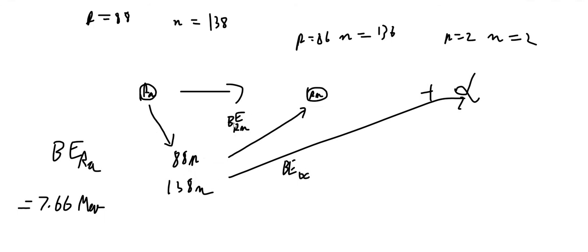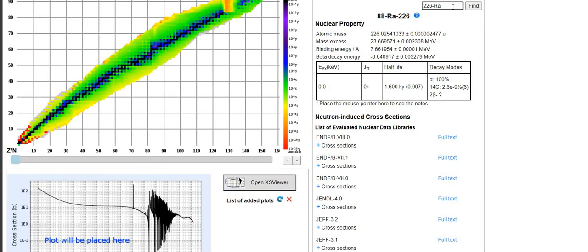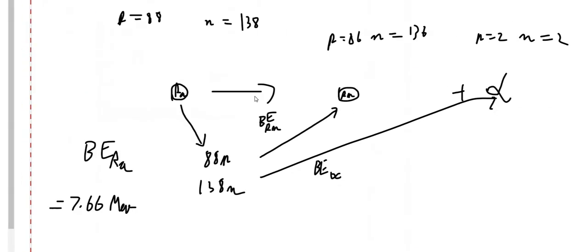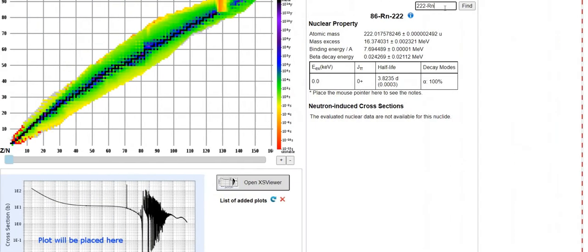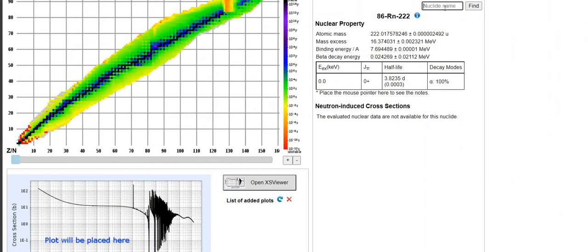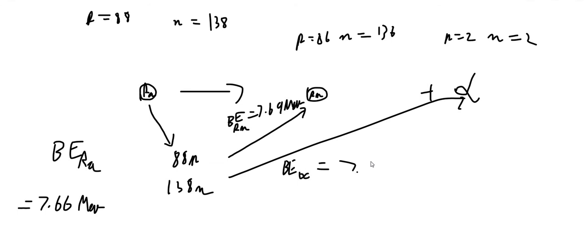And then these reform into radon and alpha. And as it reforms, it releases whatever the binding energy of radon and the helium, the alpha particle, is. So let's just quickly find those values. This is 7.69. And for alpha, well, alpha is actually really close to helium. So I'm going to use the value for helium over here, which is just 7.07.